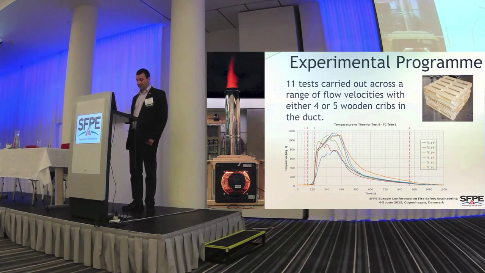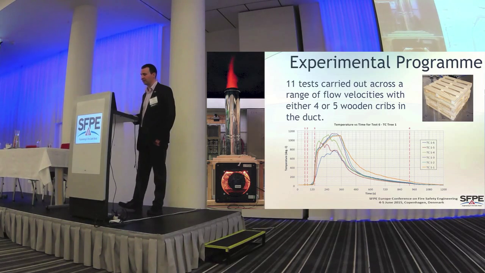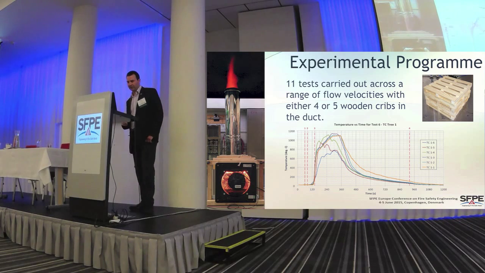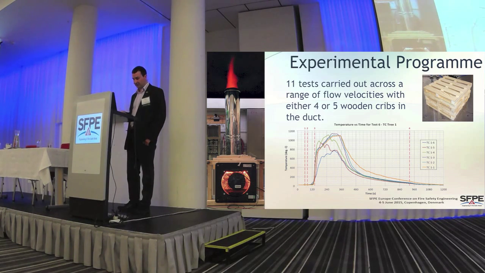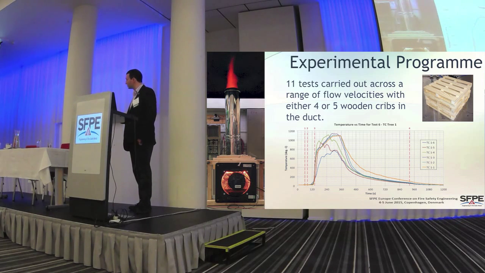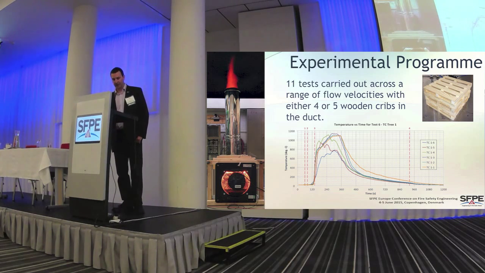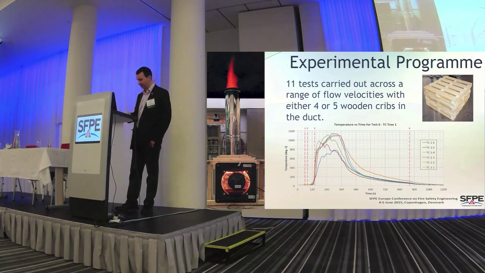We carried out 11 tests with wooden cribs, as shown in the picture there, either 4 or 5. I think that's a pile of 4 that you can see there. Recording the oxygen concentration in the outflow and the temperatures. You can see from the graph there, this is from test 6, that the temperatures were peaking around about 1100 at the highest. Some temperatures elsewhere in the duct were a bit lower. Certainly nothing in the region of 1400 degrees centigrade.